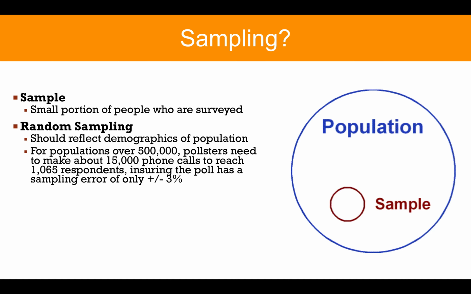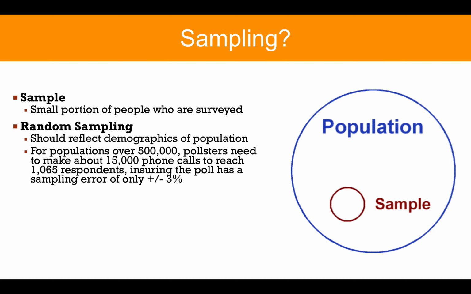So, most often, to have a good scientific poll, you ask them demographic information first. You ask them about their age, you ask them about how many people are in their household, you ask about their sex, you ask about their income level. You're trying to get a good representation of what the population is that you're looking for.